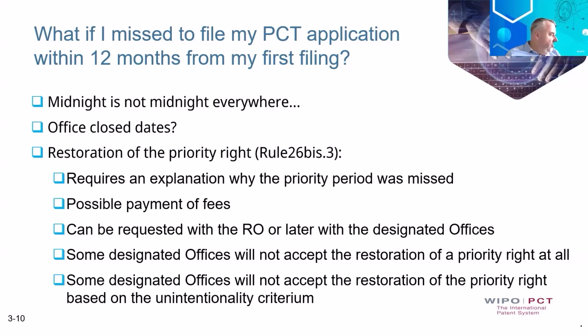A little more extreme would be the case where you look for offices that were closed on the last day of the priority period, maybe not your home office, with which you usually file, but maybe some other office has a public holiday on the last day of the priority period. And if you were able to file with that office on the next day when they're open for business again, that would be acceptable under the Paris Convention to still timely file your subsequent application and claim priority.